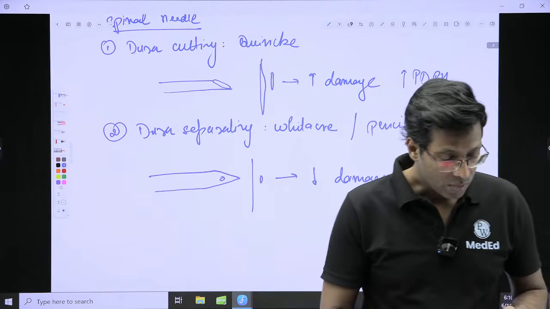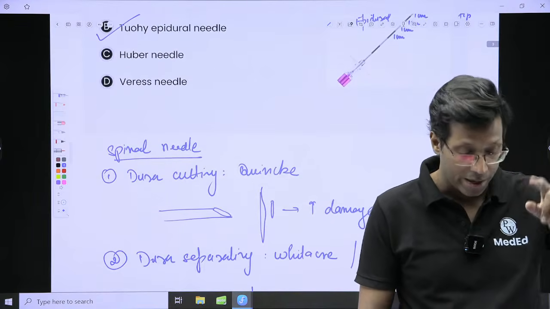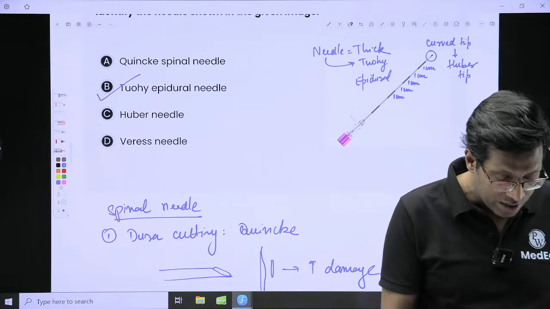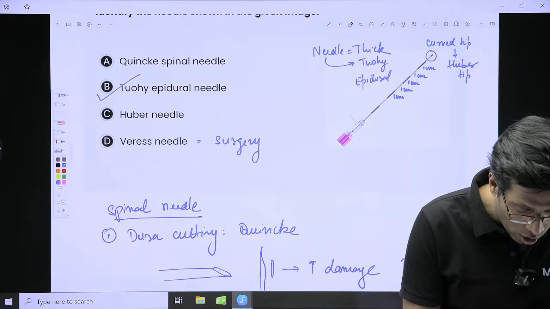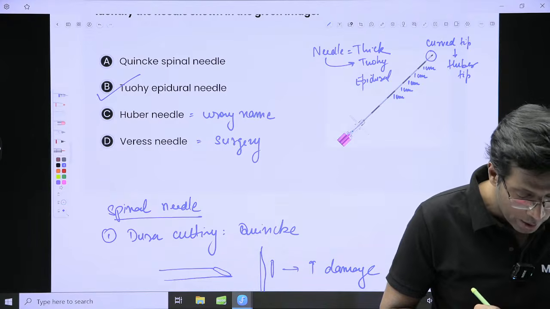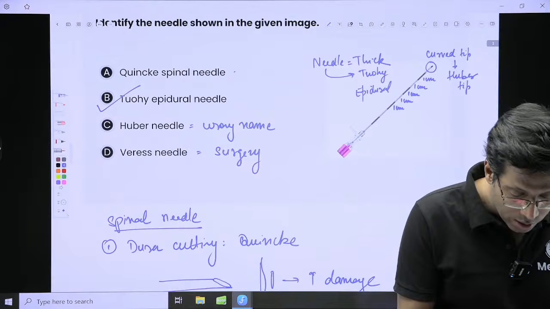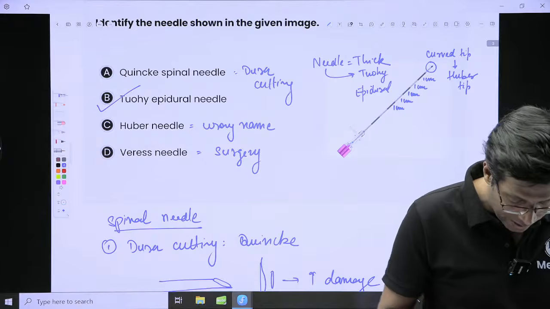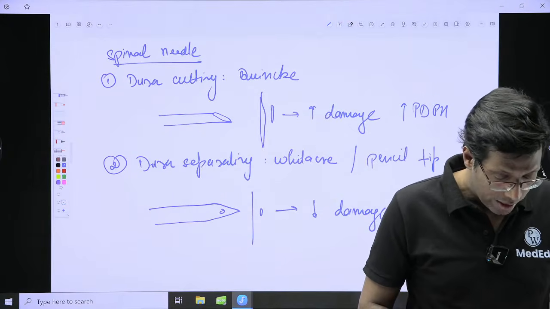Now, we have seen the needles. We have seen the epidural needle, which is the thick needle. We have seen the spinal needle, the dura cutting and the dura separating. Now, Verres needle is the one which is used in surgery. This is a wrong name. Huber needle does not exist, Huber tip does. And Quincke spinal needle is the dura cutting needle. So we are done with the revision of the options as well. Any questions and doubts, guys? You can ask me. Now, next one.